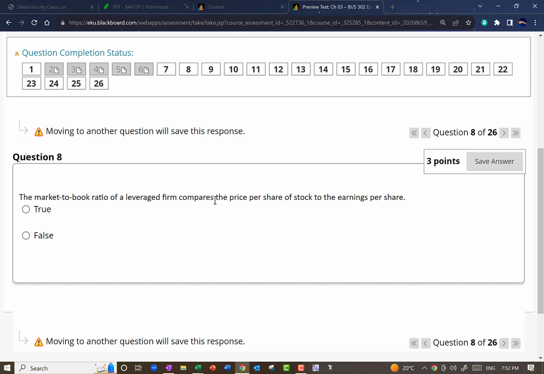The market to book ratio of a leveraged firm, we already talked about this. This is true. Sometimes you get different versions of the same thing.